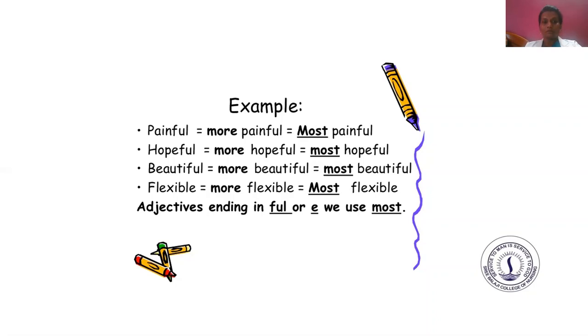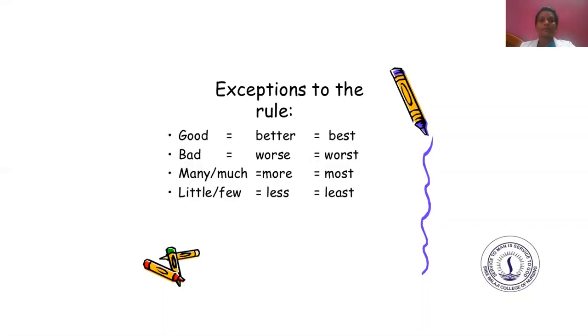Hopeful, more hopeful, most hopeful. Beautiful, more beautiful is the comparative form, and most beautiful. Flexible, more flexible, and most flexible. So remember, adjectives ending in full or e, we use most. And exceptions to the rule.